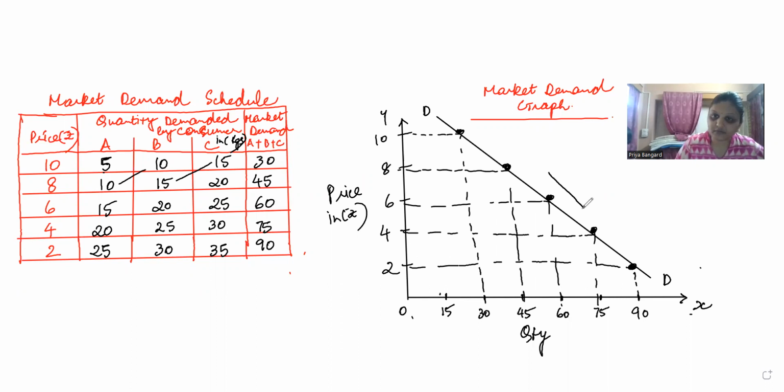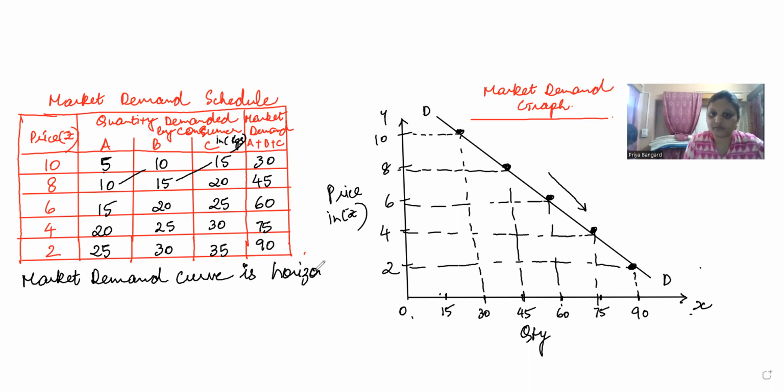So make an arrow and write down DD demand curve slopes downward from right to left, and market demand curve mein you have to write market demand curve is horizontal summation. Very important. Market demand curve is horizontal summation. Summation मतलब total of individual demand curves.